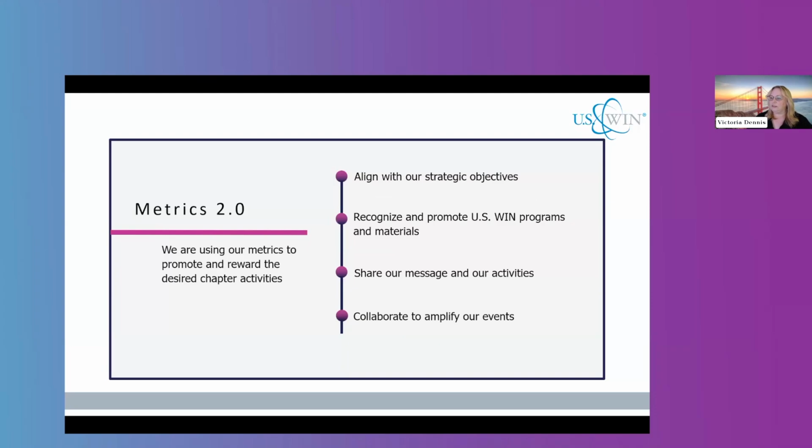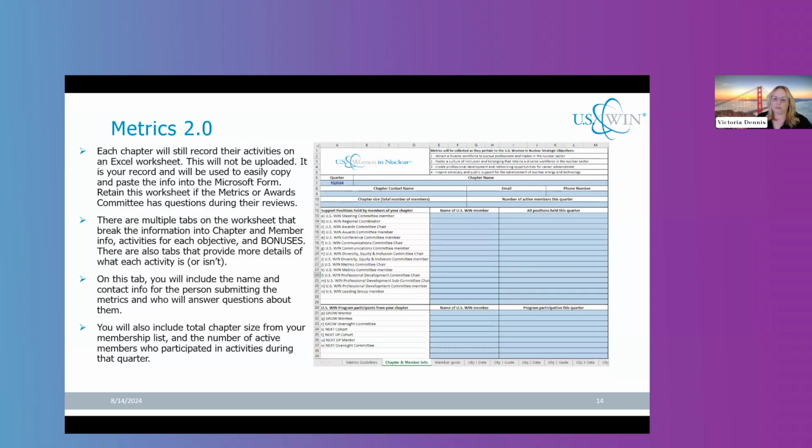On the next slide, you'll start to see some screenshots from the new worksheet. We're still going to use an Excel worksheet. It does not have to be uploaded. It's going to be yours to keep, and you're going to use it to copy and paste from this document into a Microsoft Form. If you haven't used Forms, it's like a survey, and we've tried to simplify the process as much as we can for our chapters to submit. You'll want to retain your worksheets every quarter in case the Metrics or Awards Committee has questions during their reviews.